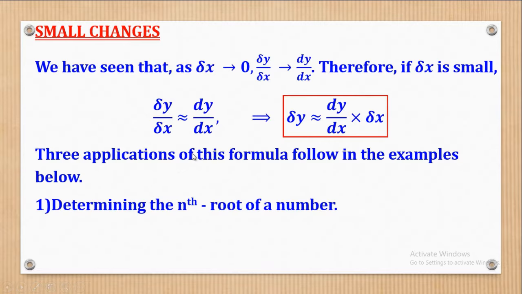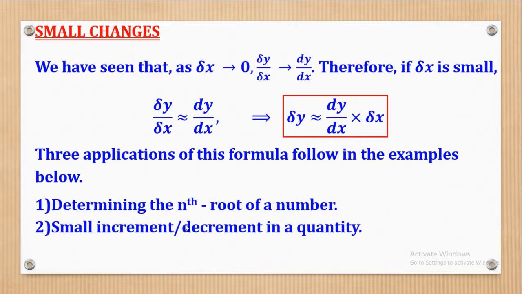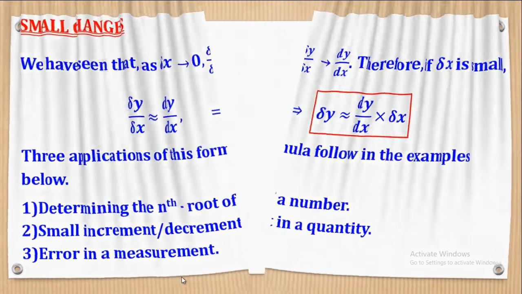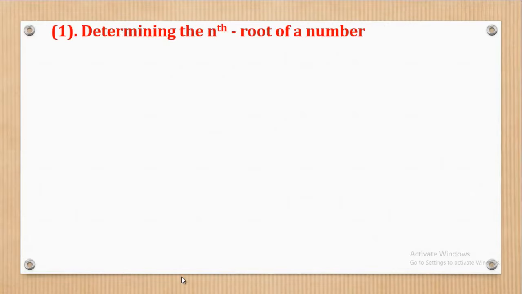So there are three applications for this formula, and one of them is determining the nth root of a number, for example, square root, cube root of a certain number like that. Then two, small increment or decrement in a quantity, for example, increase in volume, increase in area, increase in height. And lastly, error in measurement, for example, error in measuring the area, error in measuring the volume, and error in measuring the height, etc. So we shall start with one, which is determining the nth root of a number.